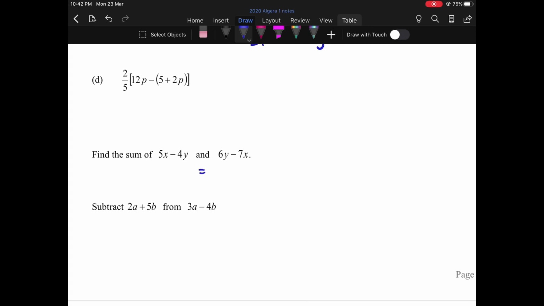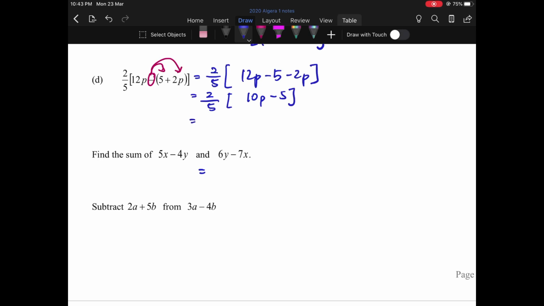Next question. Distribute the minus sign only. So 12p minus 5 minus 2p. Simplify the terms inside. You will get 10p minus 5. And lastly, distribute 2/5 into the terms. You will get 4p and 2.